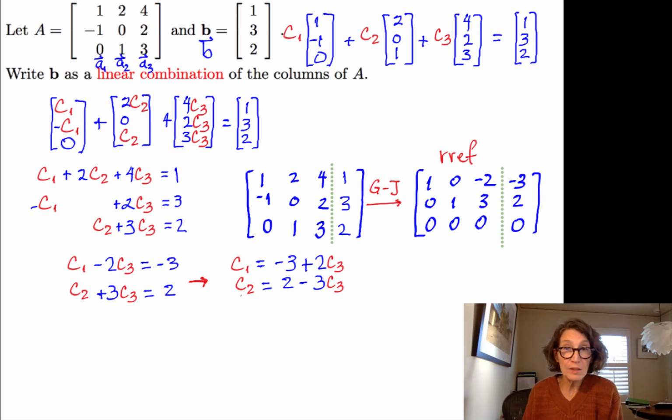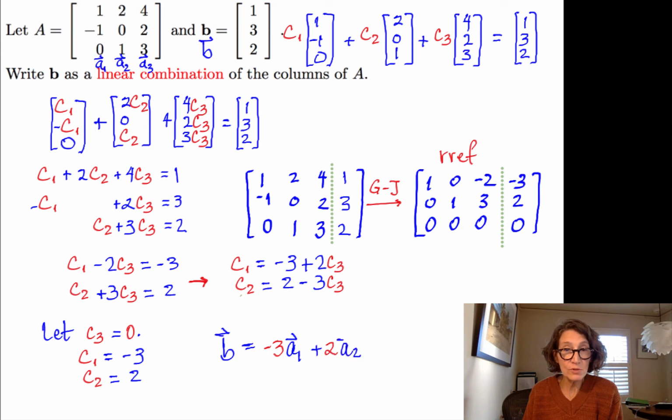Because C3 can be anything I want, the simplest one to choose is let C3 be 0. If C3 is 0, then C1 is -3 and C2 is +2. And I can write my linear combination. I can write B as -3 times A1, the first column vector, plus 2 times A2, the second column vector. And that's my linear combination.